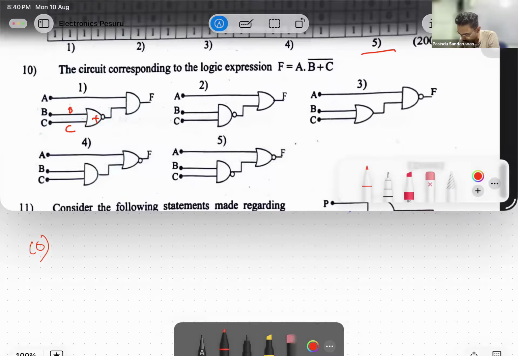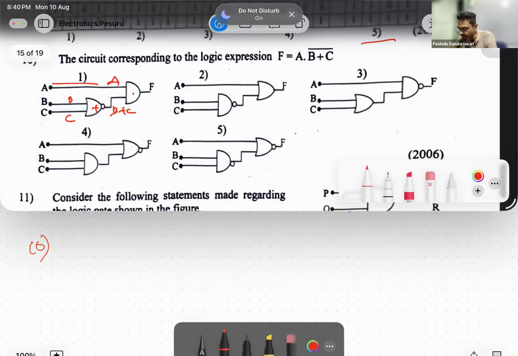B, C, this is an OR gate. Then this is B plus C. This is an AND gate. Then from here A comes, A dot B plus C. So the answer is 1. Simple as that.